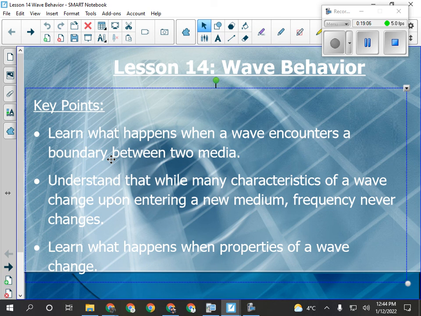Learn what happens. We talked about that. Understand that while many characteristics of a wave change upon entering a new medium, frequency never changes. I think we've only said that about 50 times, but it's important because frequency never changes. And learn what happens when the properties of a wave change. We're going to be looking at that stuff here today.